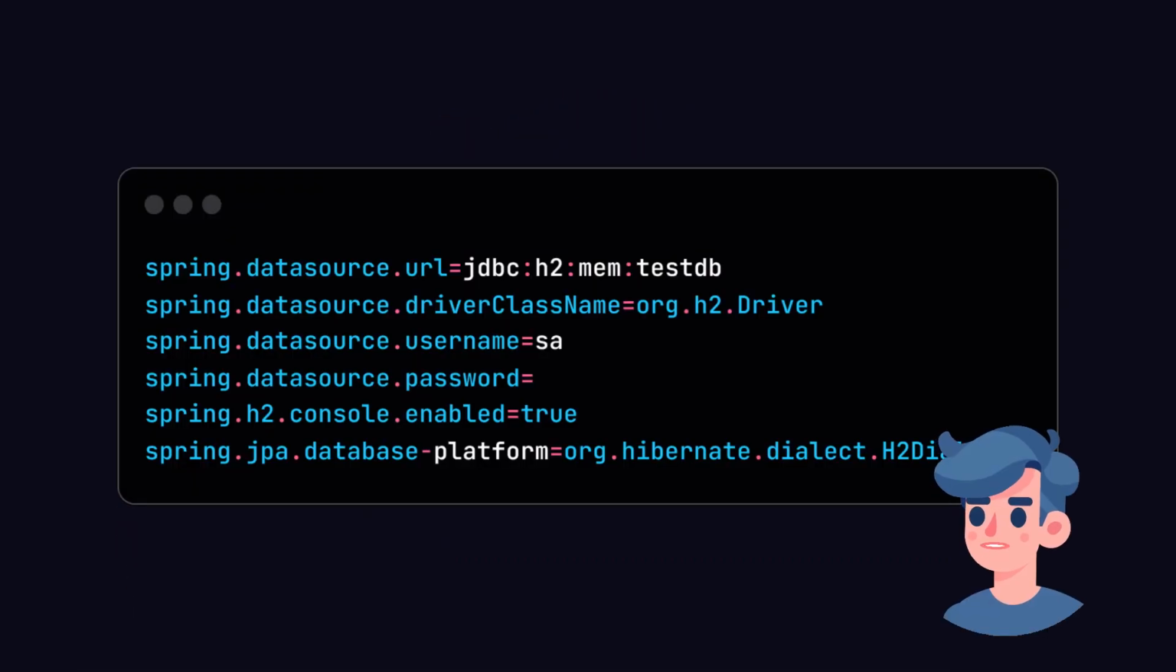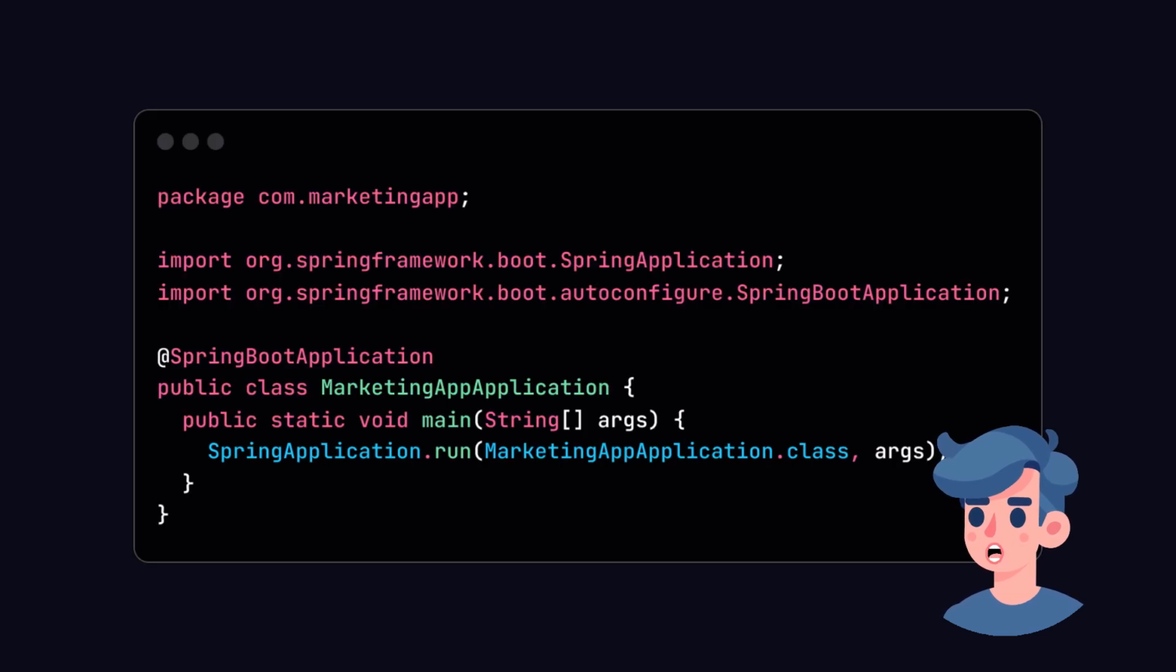The next step is to set up our application properties. Let's create a file named application.properties in the src/main/resources directory. This file will contain configuration settings for our database. Add the following lines. Now, let's create our main application class.